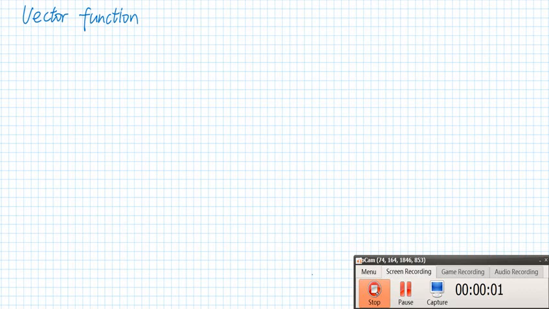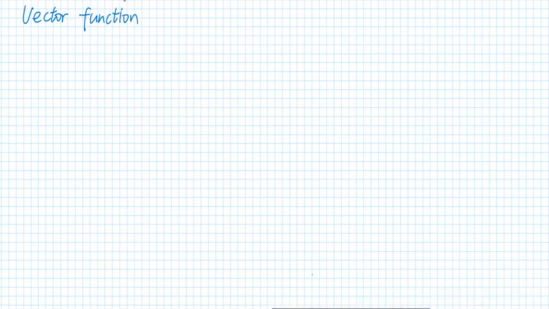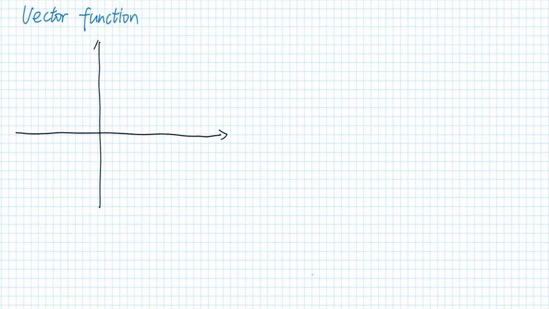The curvature of a vector function. Before we talk about this, we first need to know what a vector function is. A vector function is a curve that is traced out by the tip of a vector. For example, let me draw a graph of this.